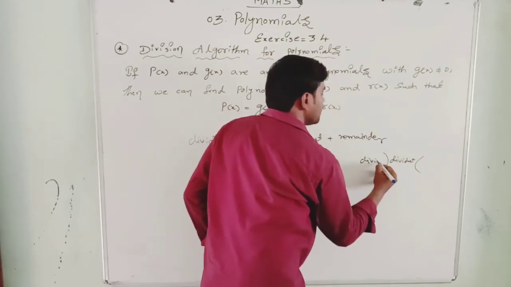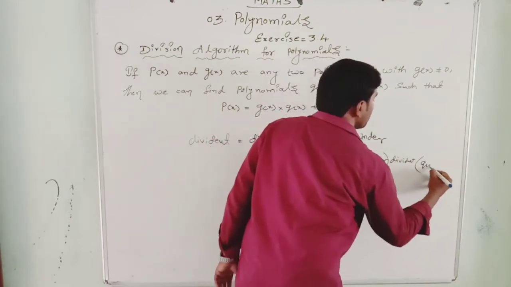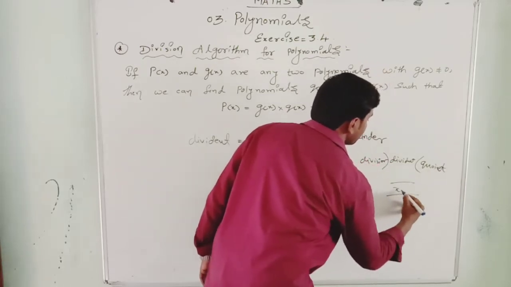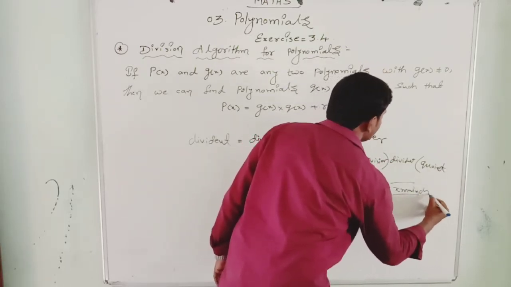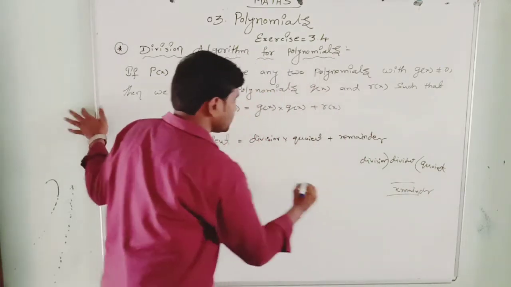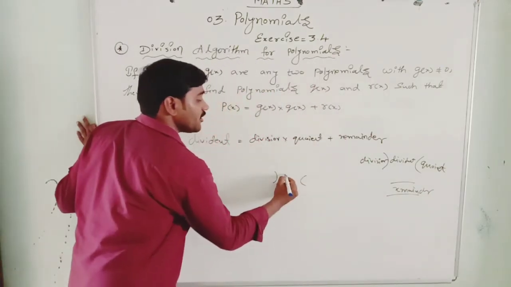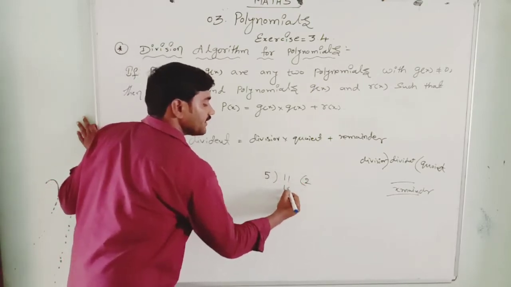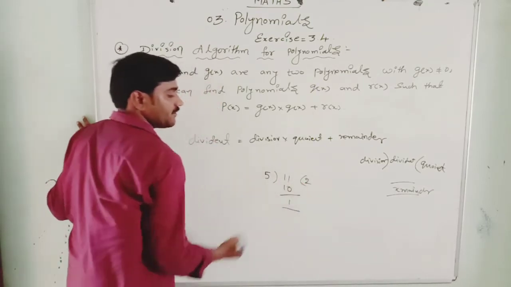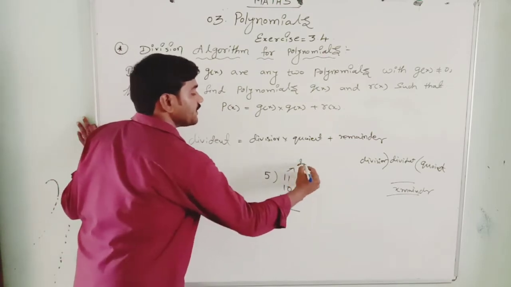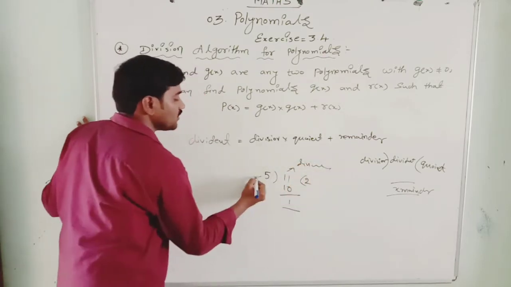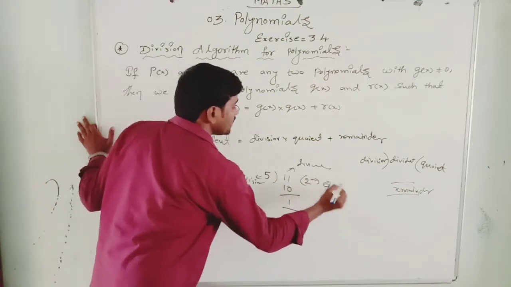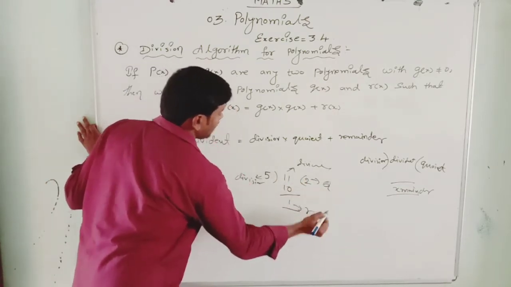Here dividend, here divisor, here quotient, here we get remainder. So suppose there is a number 11. If it is divided by 5, 5 2s are 10 and 1 will be the remainder. This is known as the dividend, this is known as the divisor, this is known as the quotient, and this is known as the remainder.